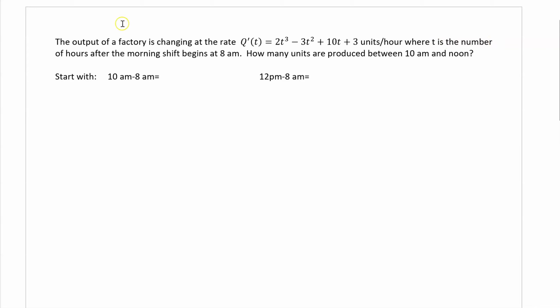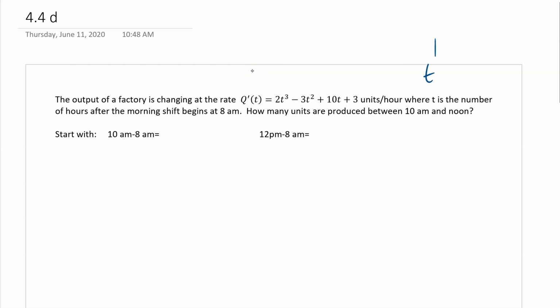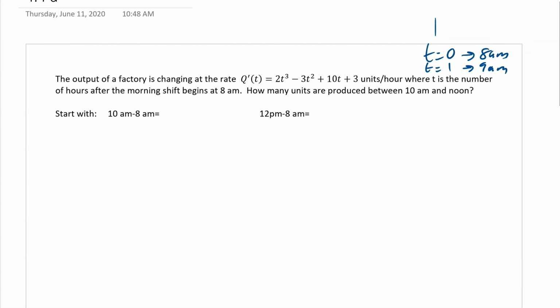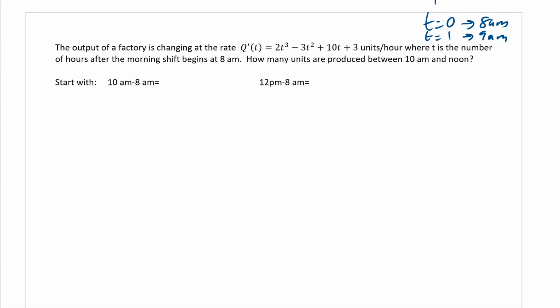So our t here is the number of hours after the morning shift begins. So t equals 0 would imply 8 a.m. t equals 1 would imply 9 a.m. So if we want to know how many units are being produced from 10 a.m. to noon, we've got to find out how many hours we've been producing at 10 a.m. Subtracting 8 from 10 gives us 2 hours, and subtracting 8 from 12 noon gives us 4 hours. So that means we want to find our net change from t equals 2 to t equals 4 of our rate.